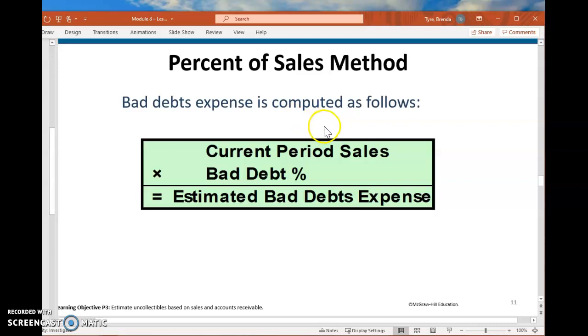The percentage of sales method says the bad debts expense is computed as follows. Our current period sales times our bad debt percentage equals the estimated bad debts expense. How we'll come up with that bad debt expense percentage is probably historical. We'll look back over years and averages and see what has happened in the past, and we'll make an estimate about what that might be in the future.